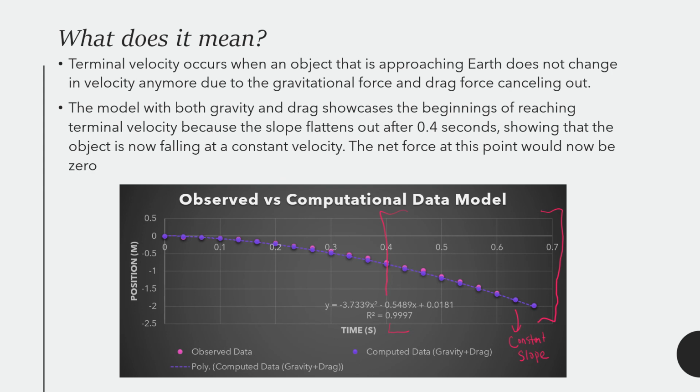What does it mean? Terminal velocity occurs when an object that is approaching Earth does not change its velocity anymore due to the gravitational force and the drag force canceling out. The model with both gravity and drag force showcases the beginnings of reaching terminal velocity because the slope flattened out at 0.4 seconds, showing that the object is now falling at a constant velocity. The net force of the object will now be zero, as shown in the graph here.